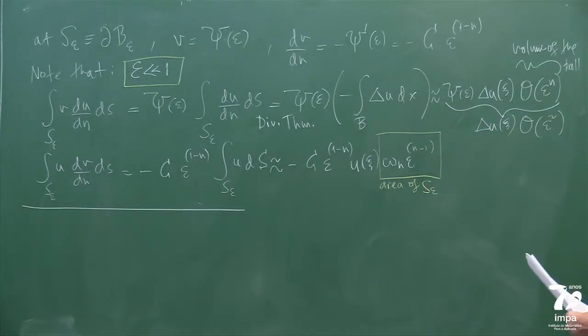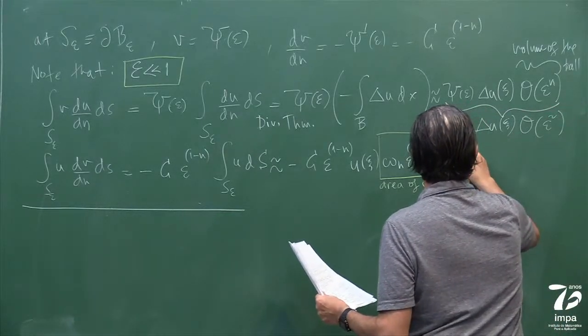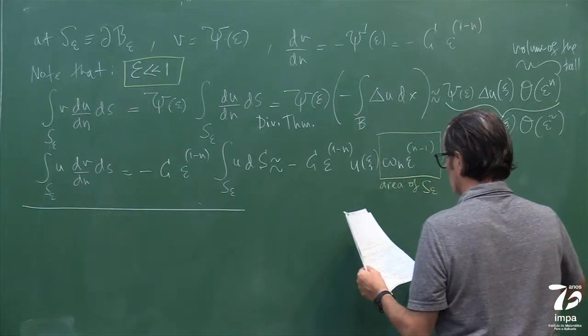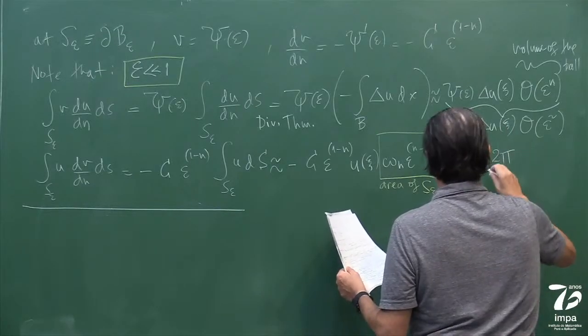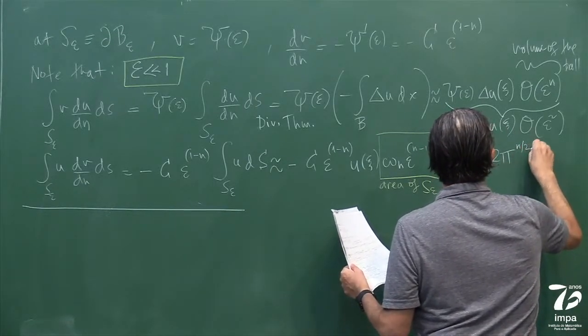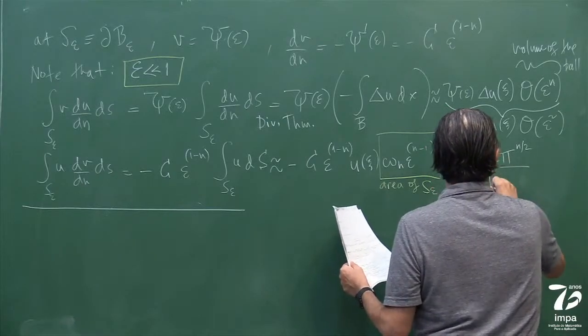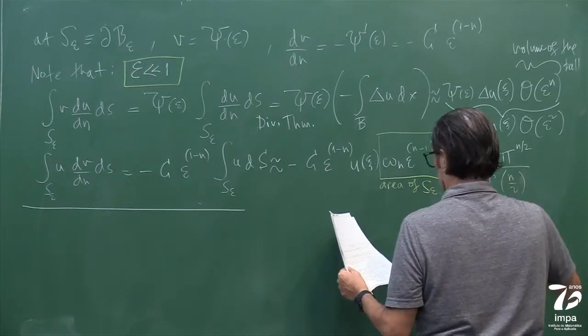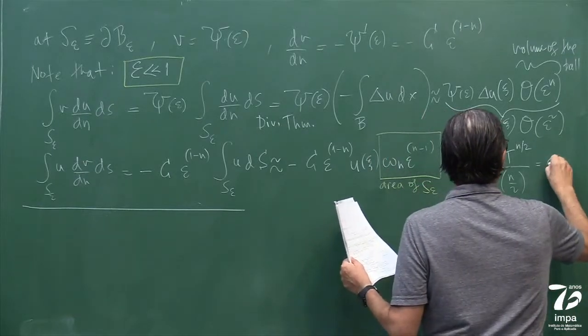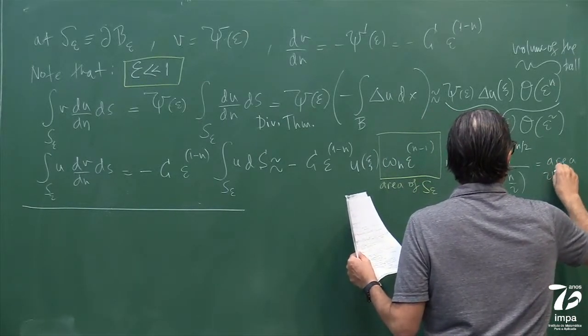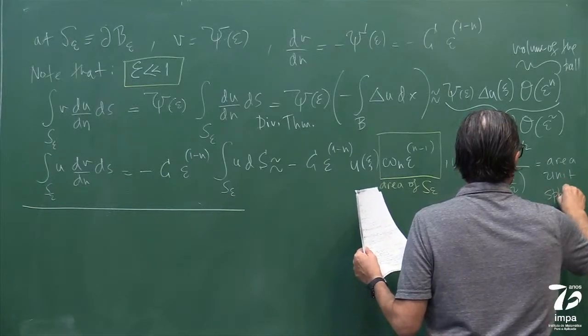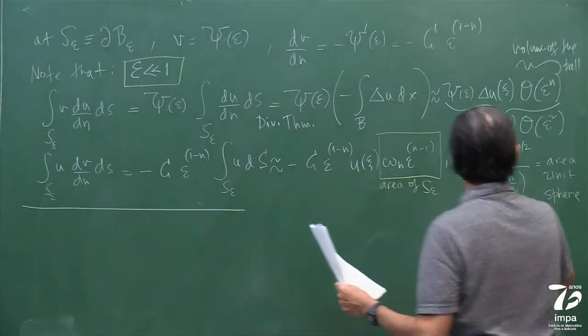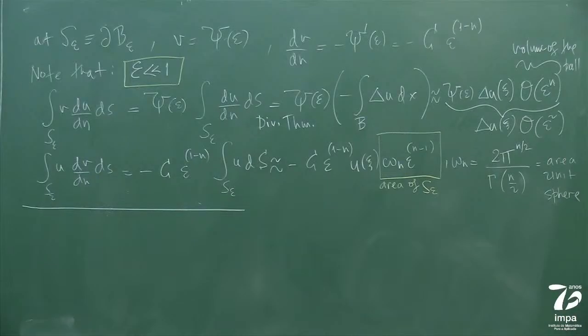The area of the ball where this is the area of the unit ball. And it will come in. That's what's going to define our constant. Area of the unit sphere, and this is the gamma function. Okay? So this is the guy, which is the interesting guy.